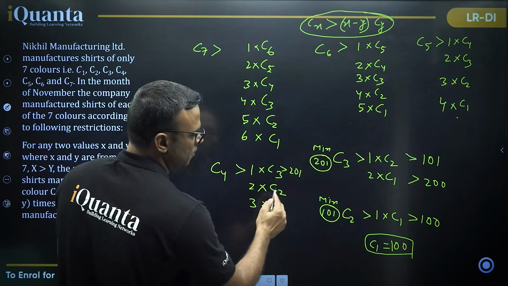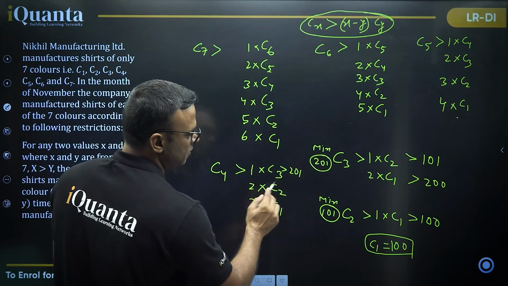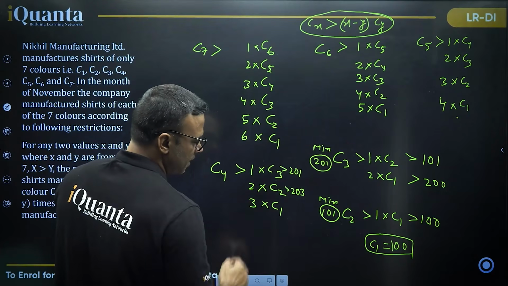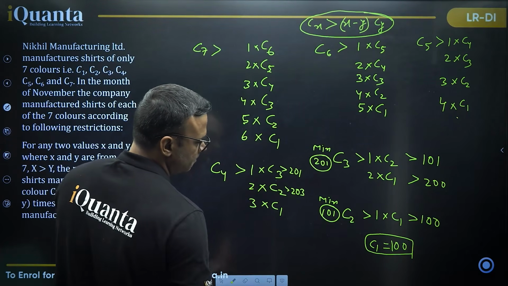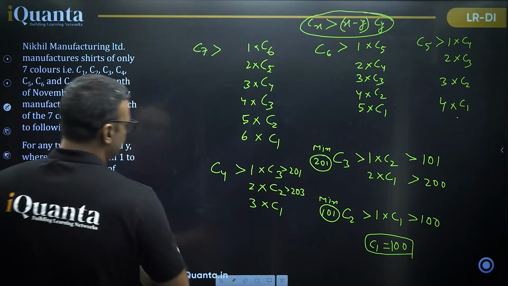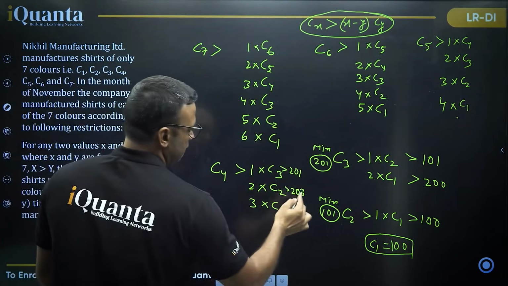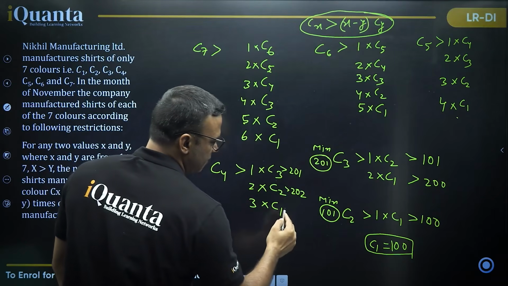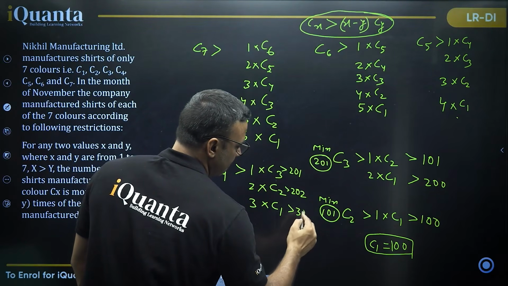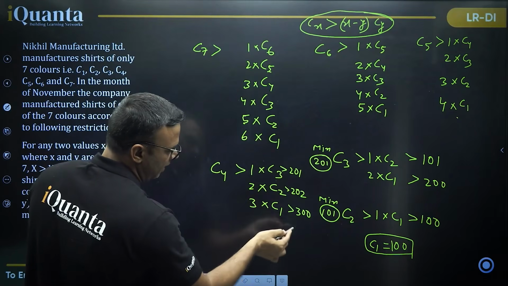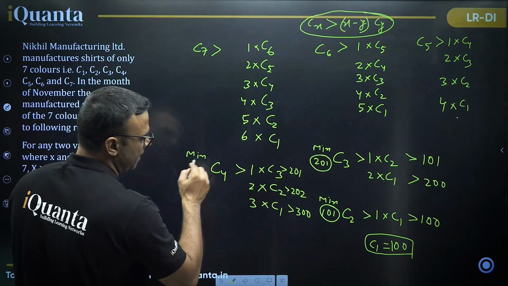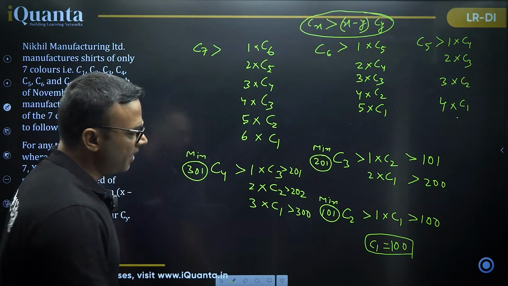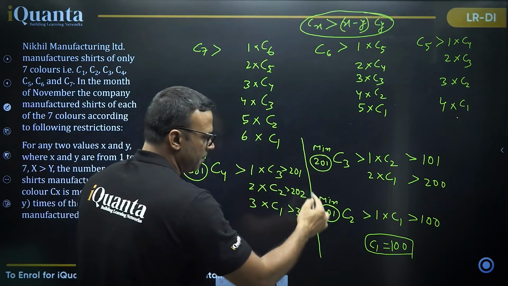2 into C2, very carefully, stepwise. 2 into C2, so 2 into 101, that is 202. And 3 into C1, that is 300. So C4 has to satisfy all these conditions. So the minimum value of C4 will be more than 201, 202, 300. So 301. Right, so you have to be very careful. Slowly, one by one, we keep doing that.